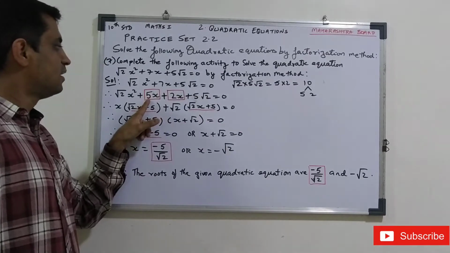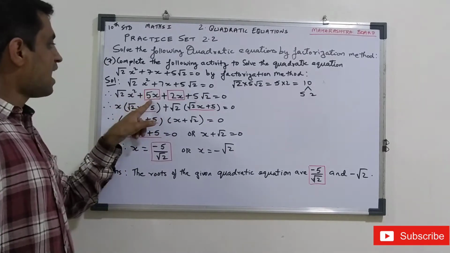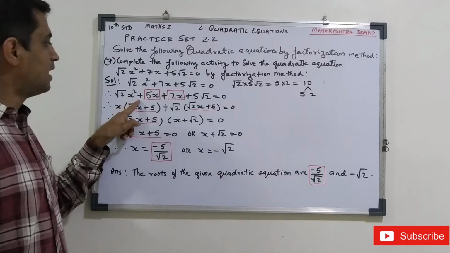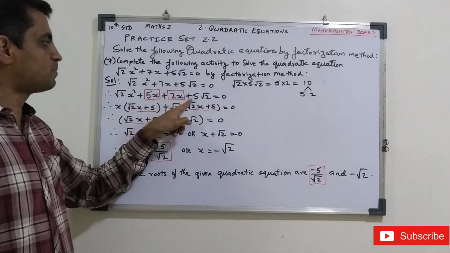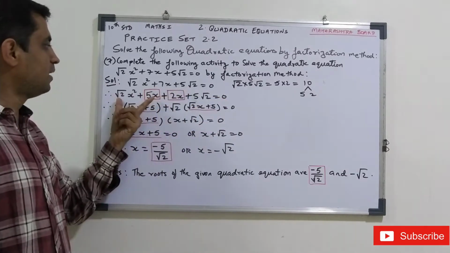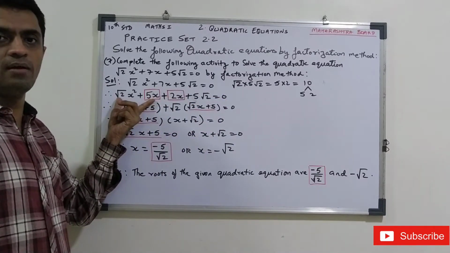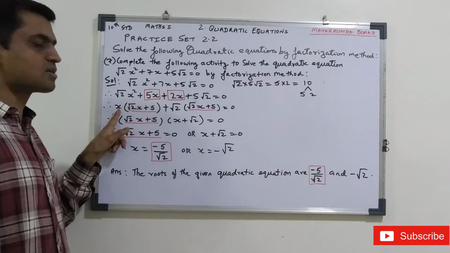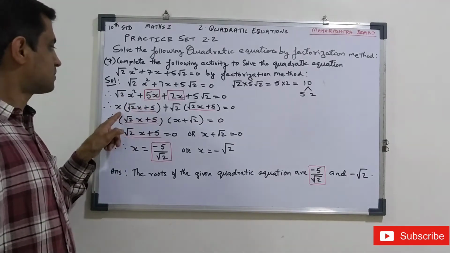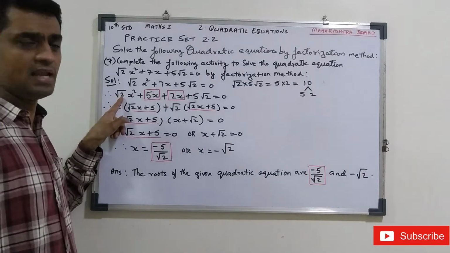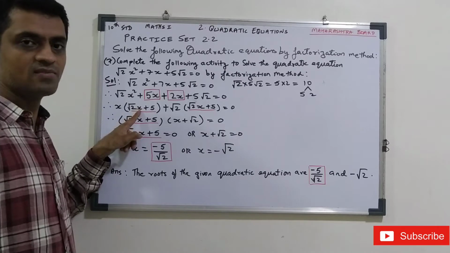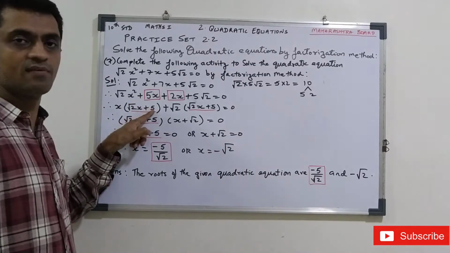So we are writing here in the blanks 5x and 2x. So it becomes root 2 x square plus 5x plus 2x plus 5 root 2 is equal to 0. Now from here we have to take out common. So we are taking out x common. After this, what will be there? The balance part: root 2. x is already gone out. So x will be there, plus 5.